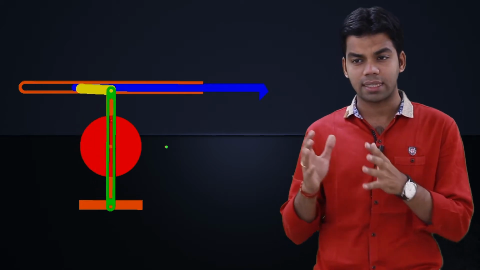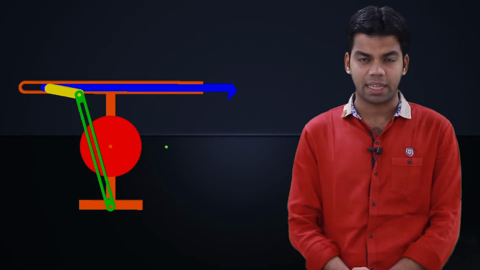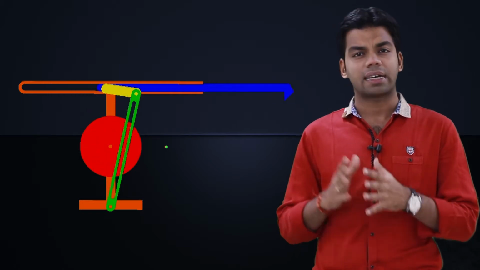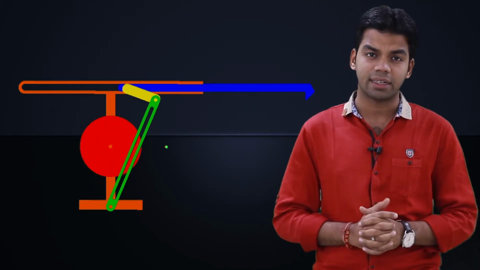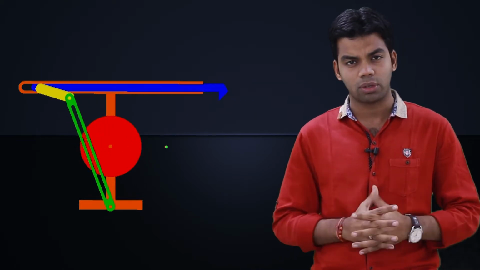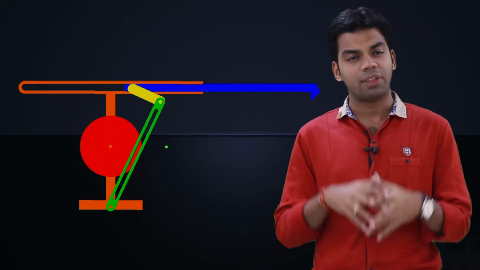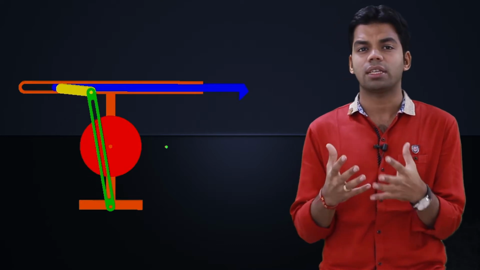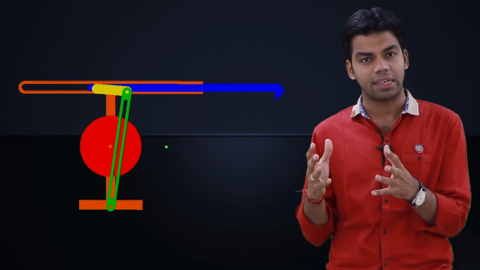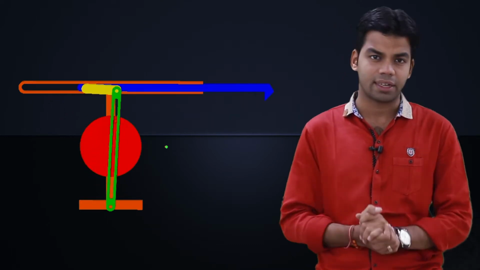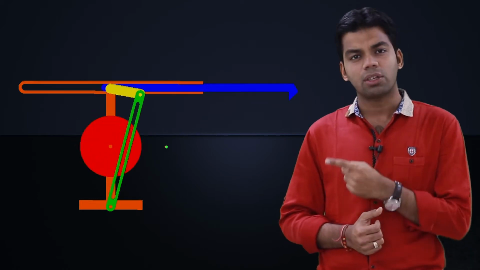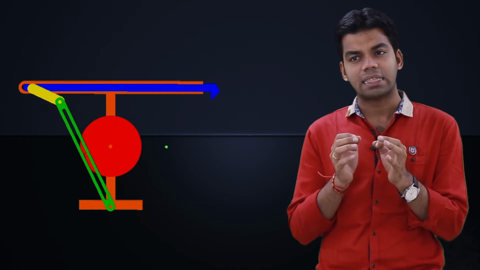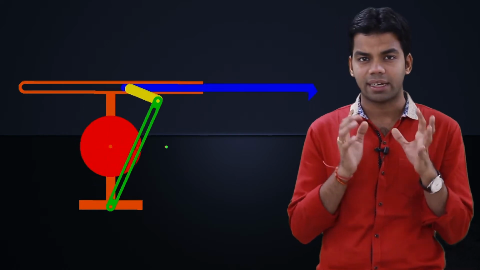Now the question arises, how can we achieve such a mechanism? As I told you, this crank and slotted lever mechanism is one of the inversions of the slider crank mechanism. We have studied the slider crank mechanism, and we have studied inversion. Inversion means fixing different links, of course one link at a time. If we fix different links, we get different inversions. And this particular mechanism we get when we fix the connecting rod of the slider crank mechanism.